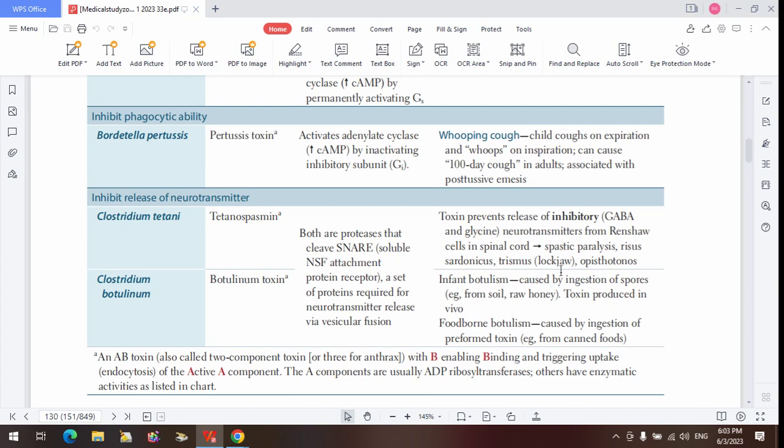Spastic paralysis is when you have weakness. You cannot move that part, but it's spastic with increased tone. It's not flaccid, it is spastic. Increased contraction.